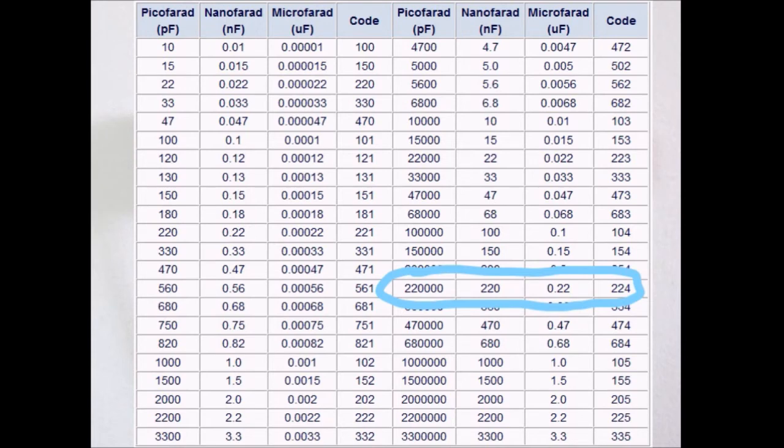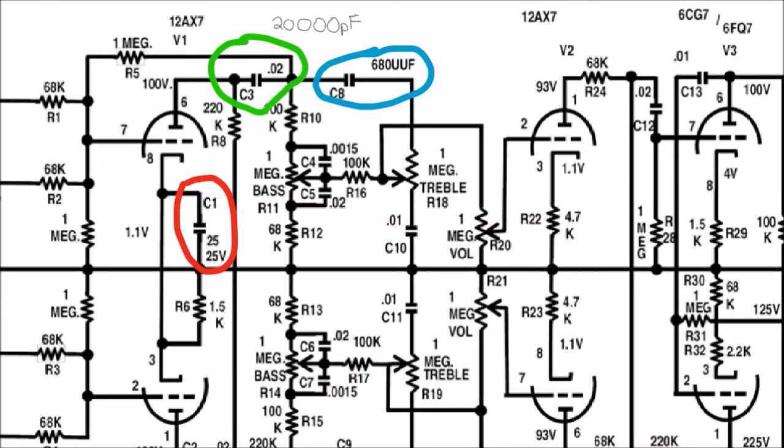So let's see how this applies in a schematic, and I'll show you how I do it when I go to size capacitors for a schematic. This is a commercial schematic for a Silvertone model 1484 from the 60s, and I chose it for a couple of reasons. Number one, everything's pretty well legible, and number two, they use different ways of labeling the values of the capacitors on the schematic itself.